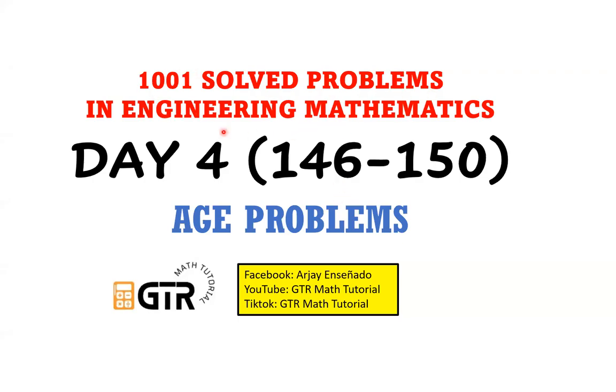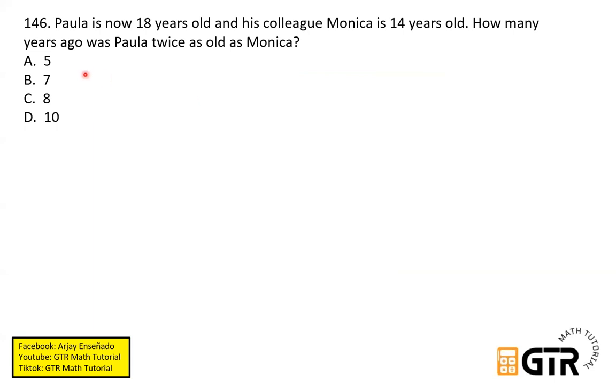1001 Solve Problems in Engineering Mathematics, Day 4, numbers 146 to 150. So this is all about age problems. Okay, so let's start with number 146.